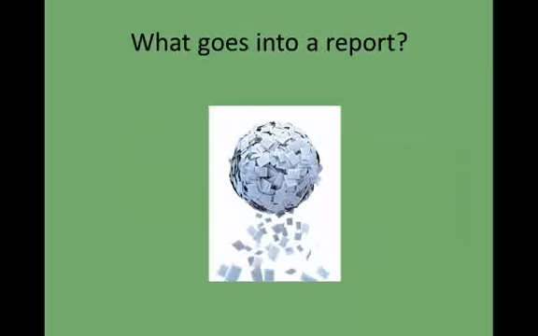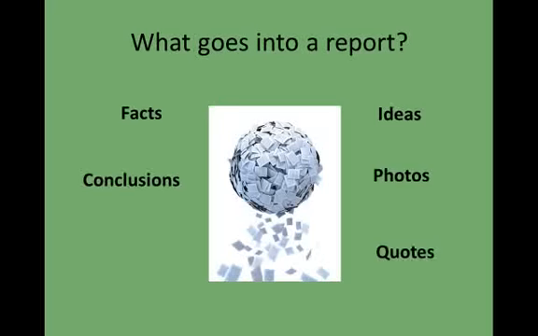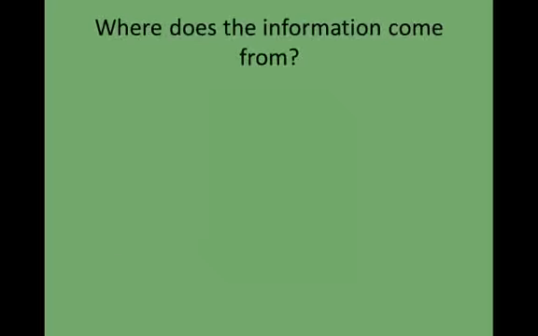What kind of information goes into a report? All kinds. Facts, ideas, conclusions, quotes, photos, maps, and much more. Where does the information come from? Sometimes it comes from you. For example, say you do a science experiment and you write a report about it. The source of the information in the report is the results of your experiment. Since you are the person who did the experiment, the source is you. You do not need to give credit to anyone else.